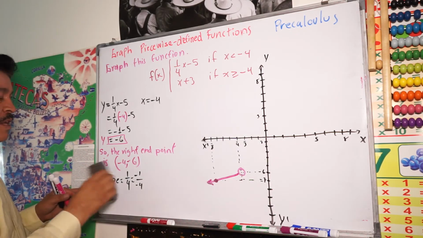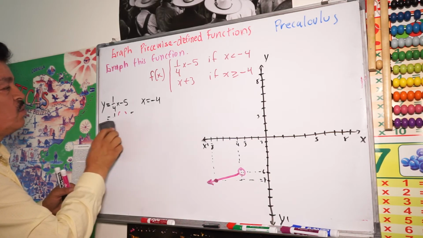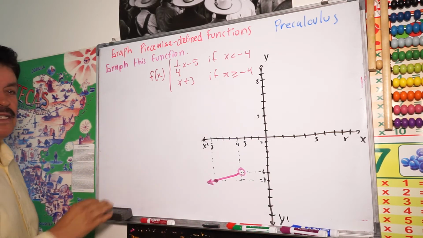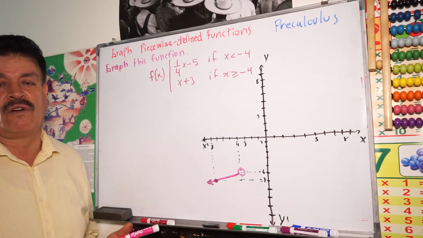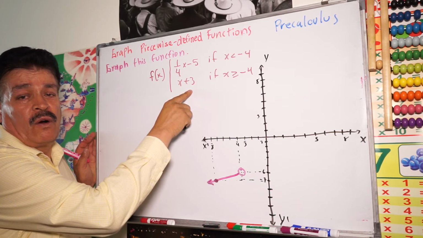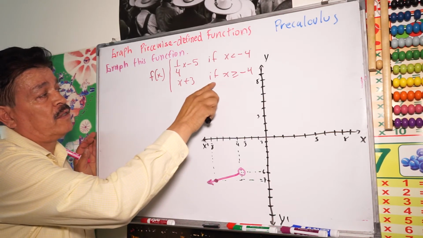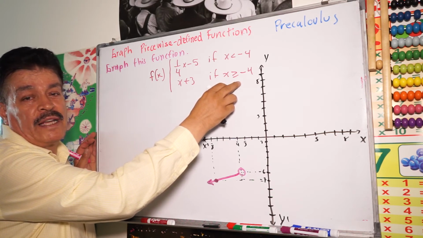Let's go to another graph. One graph is ready. Let's make the other graph. It's the same process. For example, the other part of the piecewise function, so it's x plus 3, on the interval where x is greater than or equal to negative 4, right?